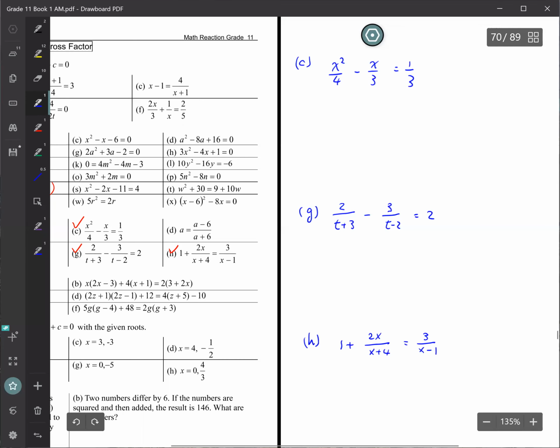Okay, so you can raise your hand when you finish C, okay? We'll do one question at a time, okay? Everyone, you can raise your hand when you have gotten rid of the denominator.